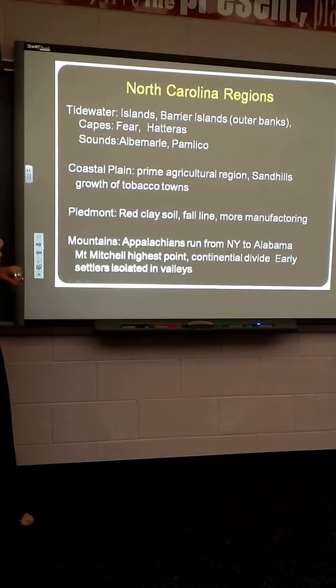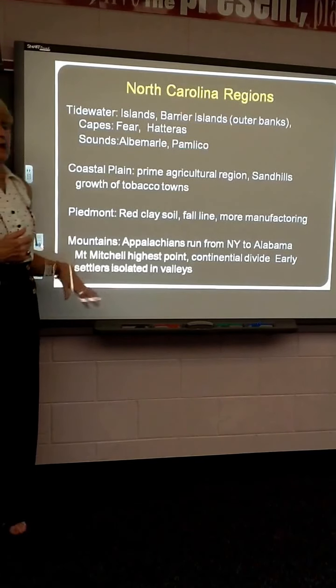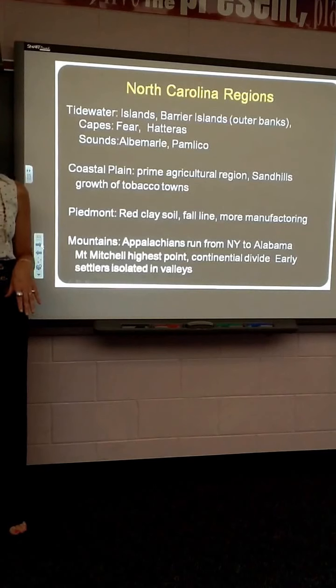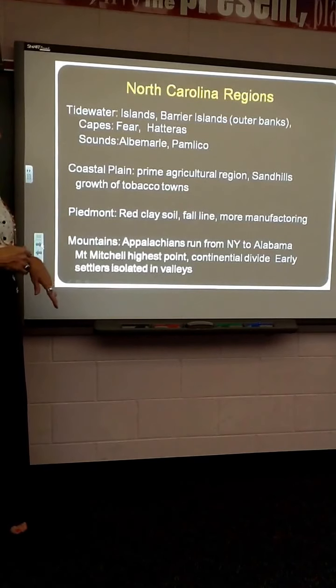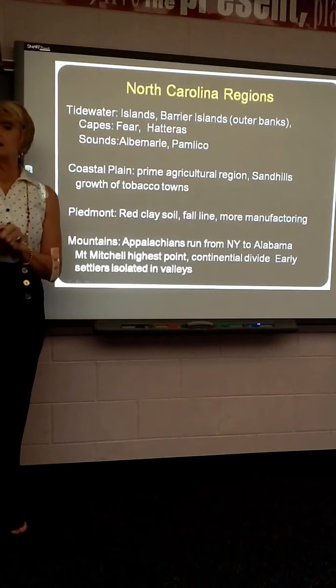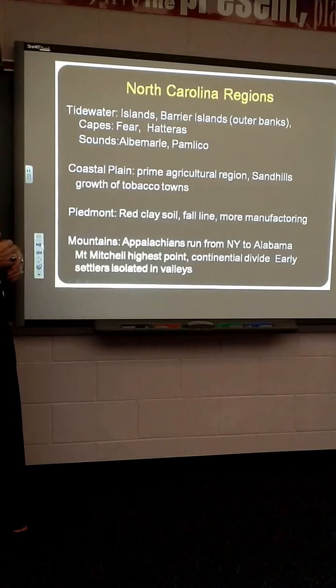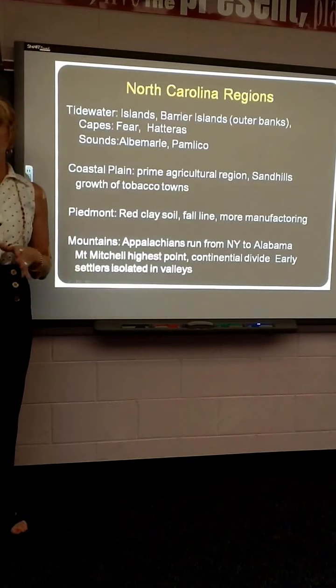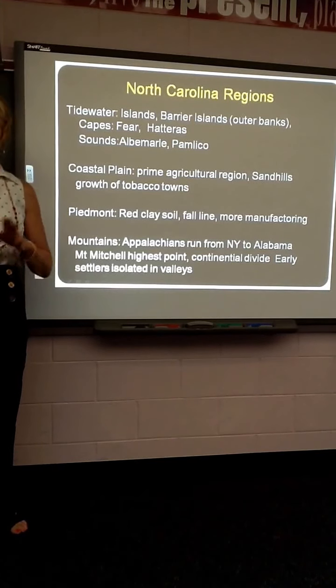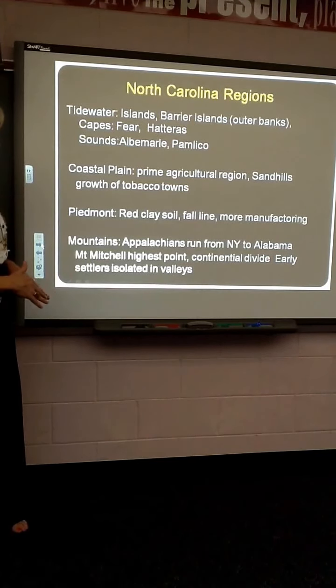And then the 4th region is the mountains. We have the Appalachian Mountains, one of the oldest mountain chains in the world, runs from New York to Alabama. We have the highest mountain of that chain, Mount Mitchell. In our mountains, that's where the Continental Divide is, where the water from rain either goes down to the Atlantic or down to the Pacific. So those are the 4 regions in North Carolina.